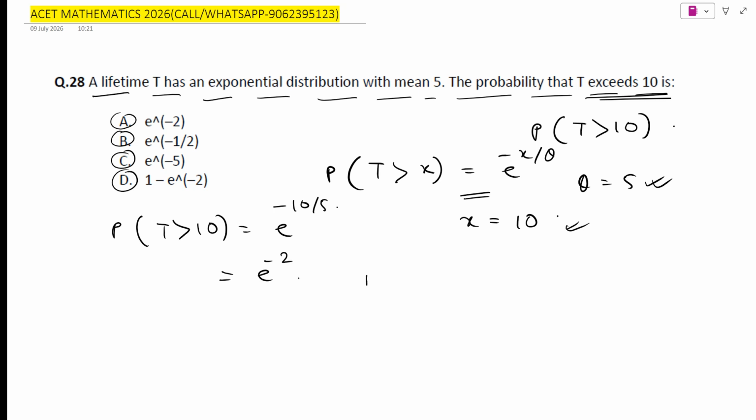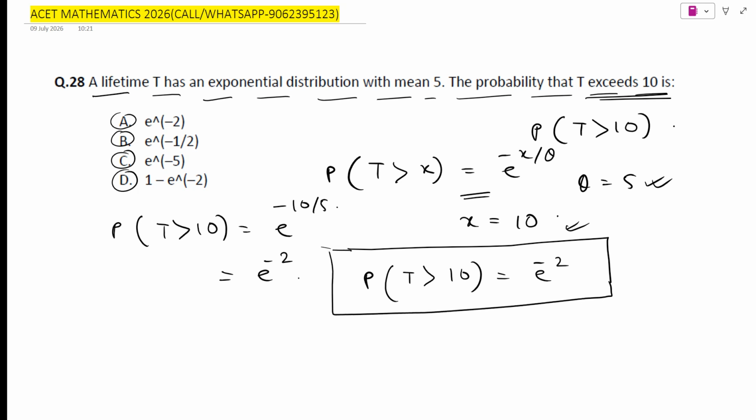So what will be the answer? Probability of t greater than 10 will be e to the power minus 2. This is the answer for this question. Yes, option number A. So option number A is the required answer for this question.